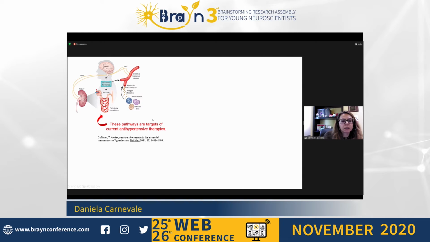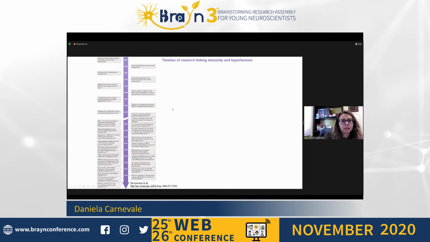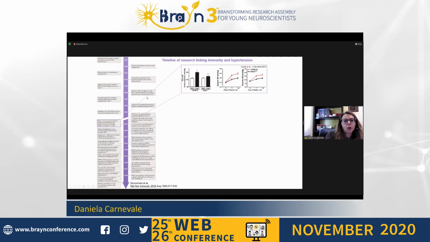In terms of innovation, in the last decade we assisted the discovery of a new mechanism, a new pathway that participates in blood pressure regulation and is related to the immune response. In this recent review published in Nature Immunology, we have a nice timeline of the discoveries of papers that link immunity and hypertension. Although there are several old observations that associate a dysregulation of the immune response with the onset of hypertension, only about 15 years ago did we see the first mechanistic work that clearly showed that the immune response participates in hypertension.